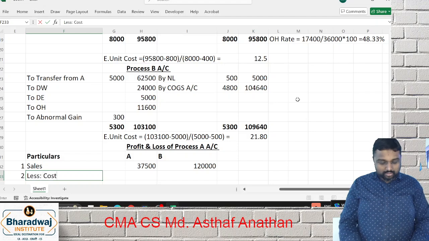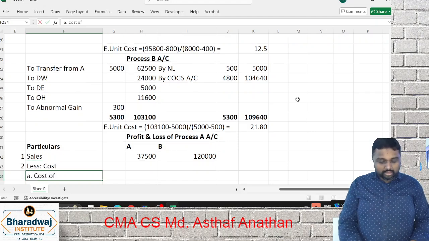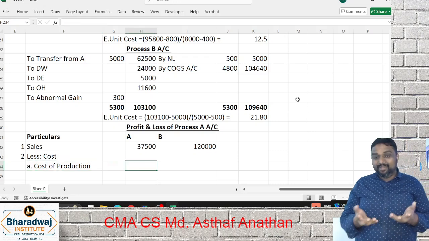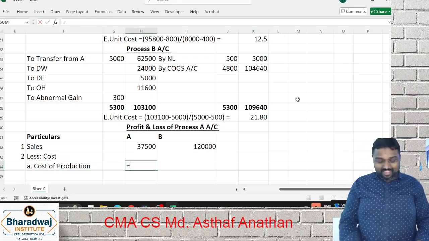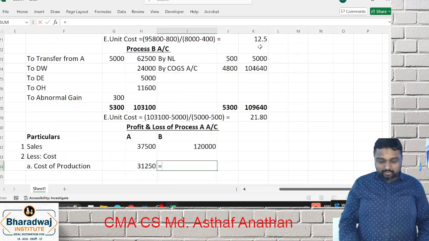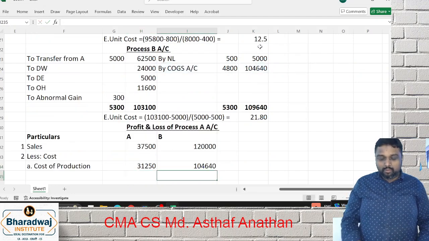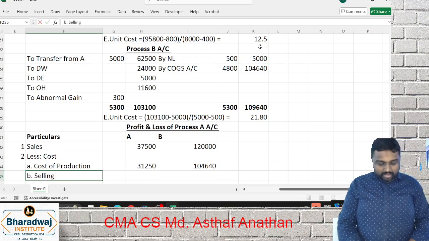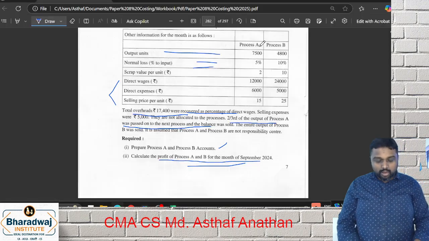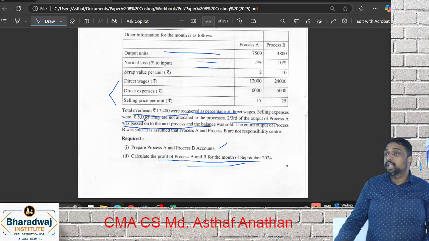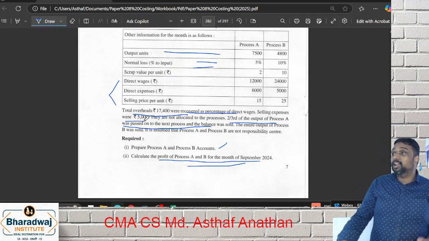Less cost. First, we'll take the cost of production. What is the cost of production? Already you transferred to cost of goods sold, 31,50. Here it is 1,04,000. Now you have to take only one more point, that is selling expenses. What do they tell about selling expenses? It is 5,000. So the selling expense recovery rate they did not tell.